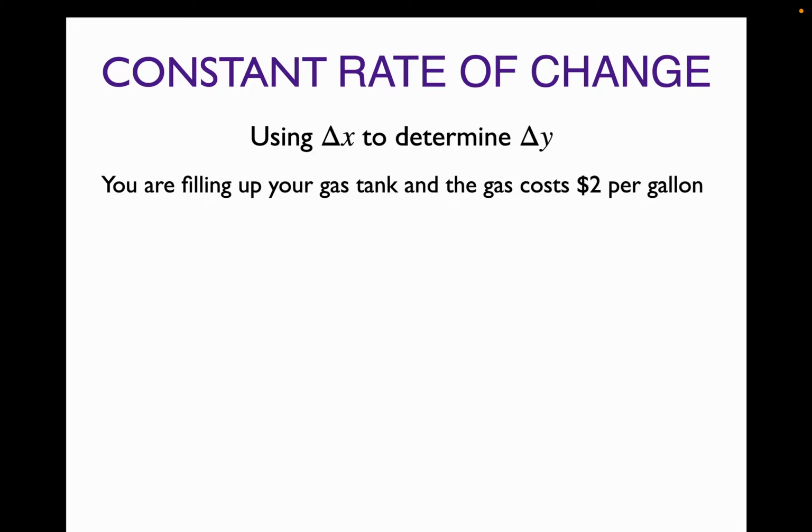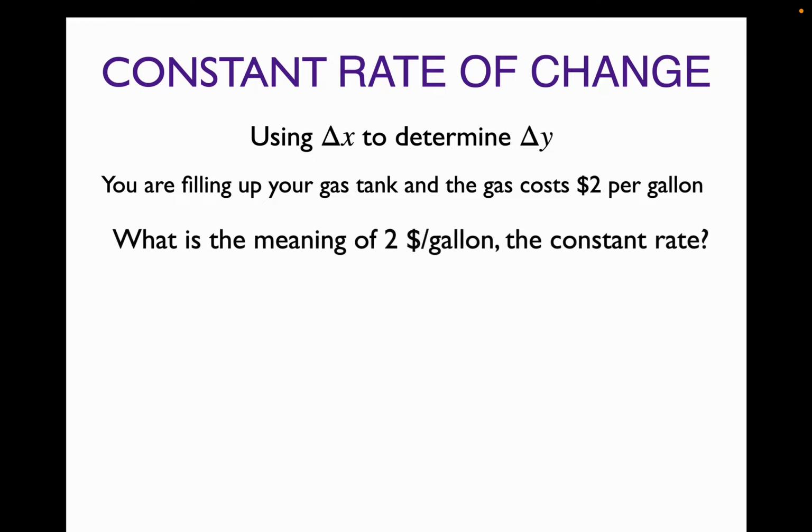So, quick example, not 70 miles an hour, but a different rate that isn't to do with time and distance. You're filling up your gas tank, gas is $2 per gallon. So what does that mean? That's a constant rate, a constant unit price in this case. There's lots of different words that go with constant rate of change. We could talk about speeds, we could talk about prices, but it's not just a fixed price, it's a unit price, price per something.